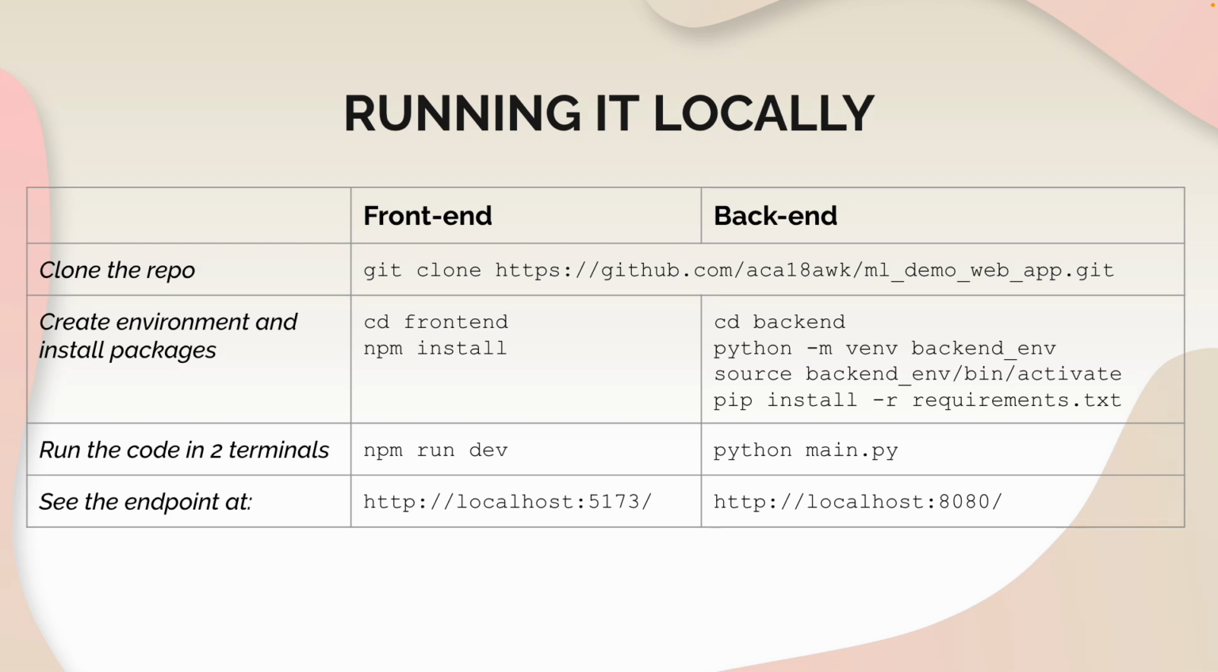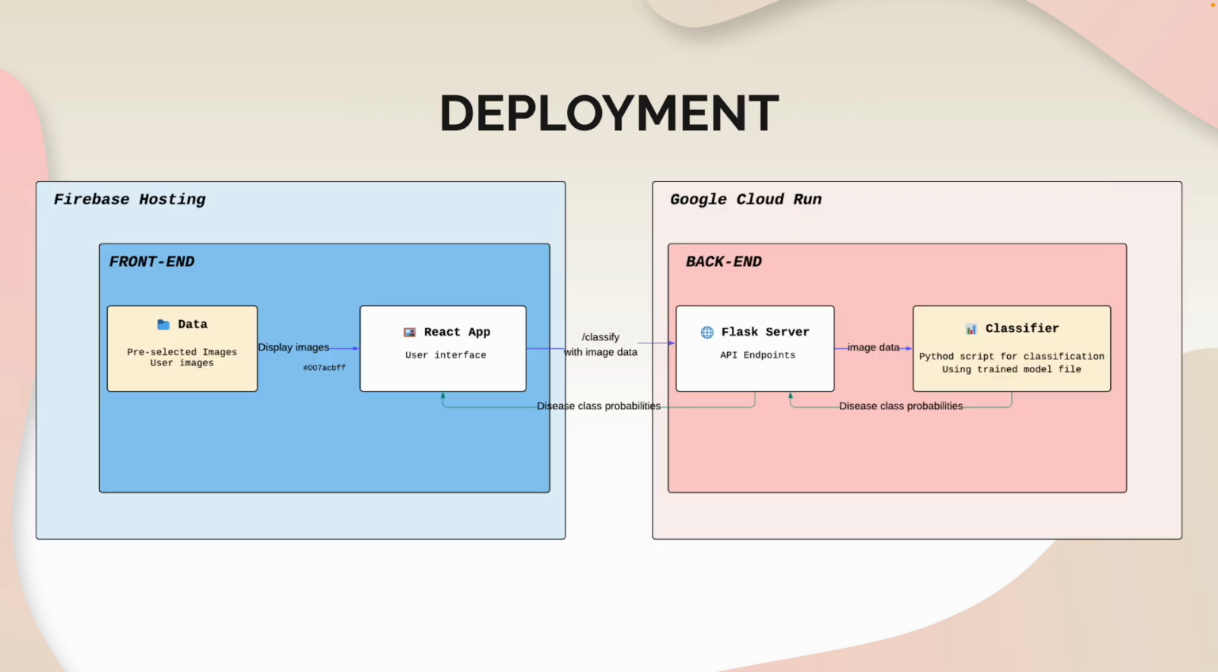However, if you want other people to interact with it, if you want to share a public URL to this web application, then you also need to deploy it. And you need to deploy the front end and backend separately. There are many, many different hosting options out there. For this tutorial, I decided to go with Firebase hosting for the front end and Google Cloud Run for the backend.